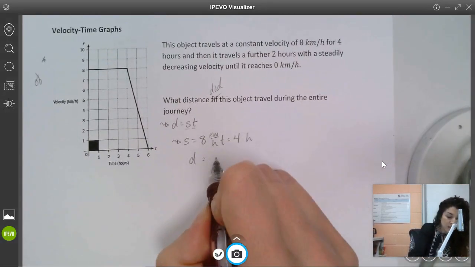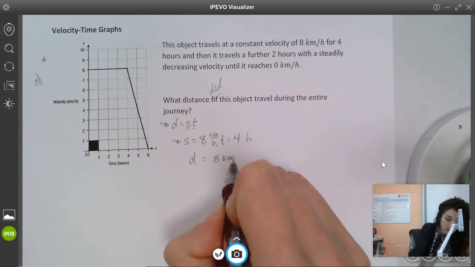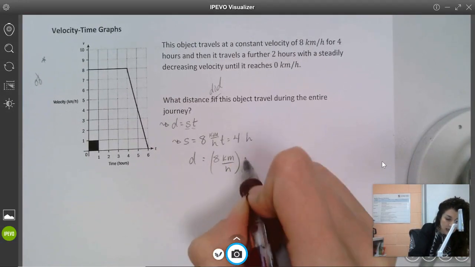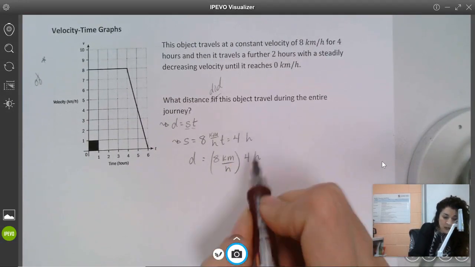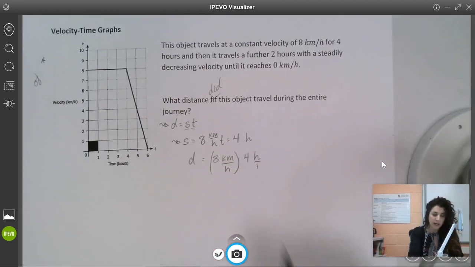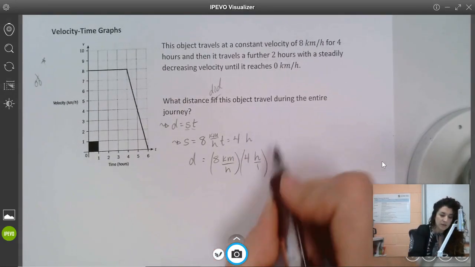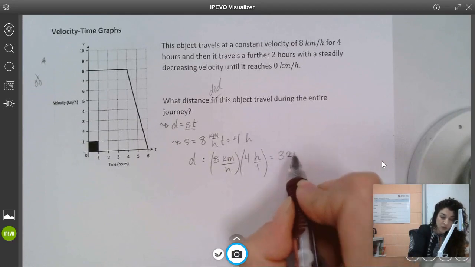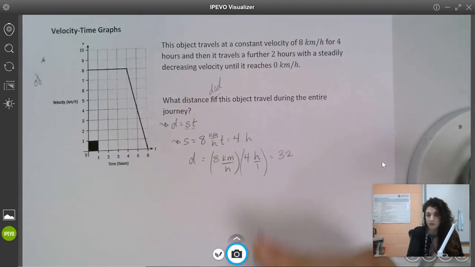So then our distance is going to be 8 kilometers over hours times 4 hours. Notice that that's hours over 1, right? So if you did 8 times 4, well, that's equal to 32. And if we want to know the unit of measurement for that, if we take a step back and think about it, it's kilometers.